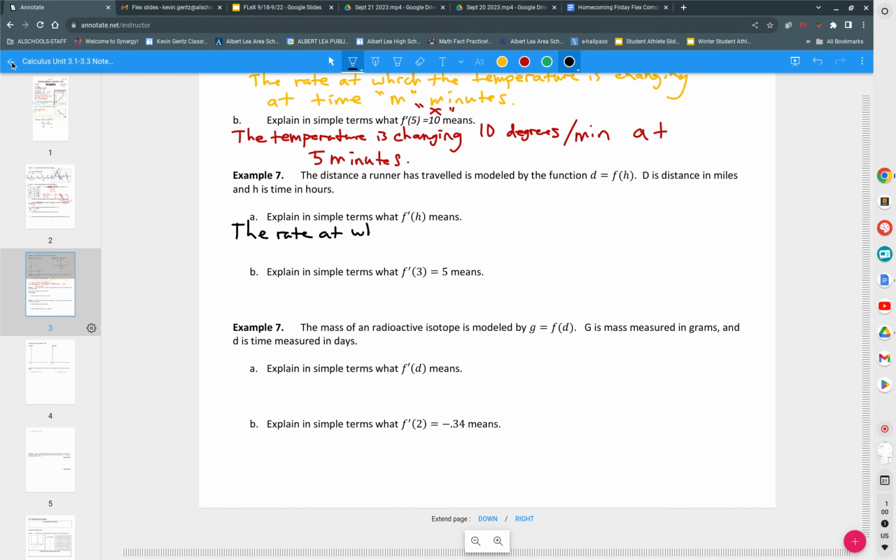The rate at which what is changing? The rate at which the distance is changing. At what time? At time H hours. Let's just talk about the obvious here. The derivative is simply the runner's speed, is it not? It's simply his miles per hour.